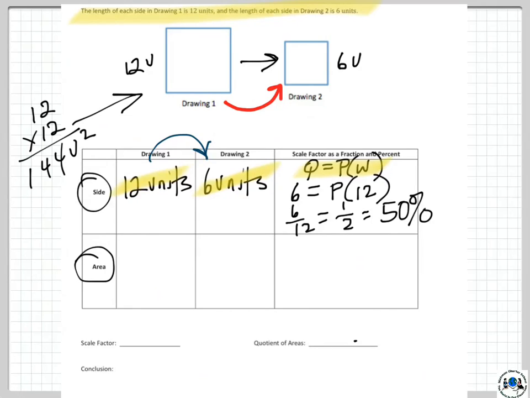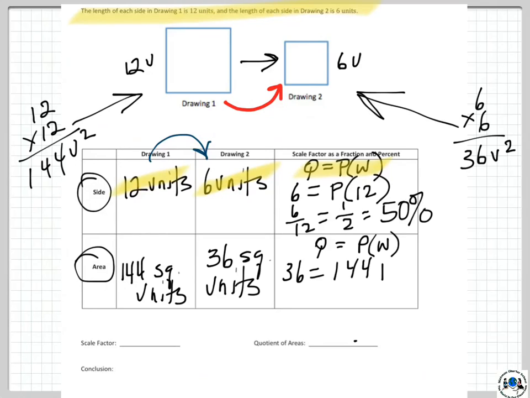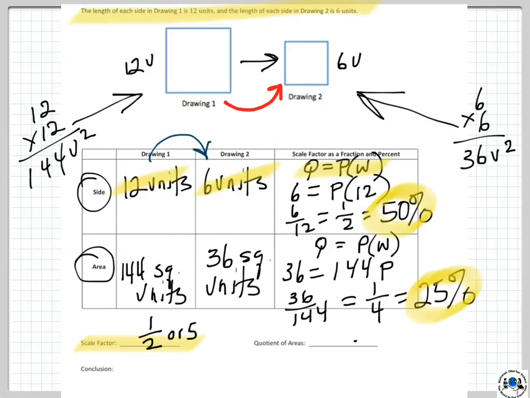Okay. So in terms of area, we are now going to calculate the area of our first square, which is 144 square units. Okay, drawing 2 is going to have 36 square units. And now we're going to compare those using our Q equals P times W. 36 equals 144P, and then 36 over 144 is the same as 1/4, which is the same as 25%. Okay, 25%. And the one-dimensional scale factor of these two drawings is 1/2 or 50%, whereas the quotient of the areas is 1/2 squared, or 1/4 scale factor, or 25%.